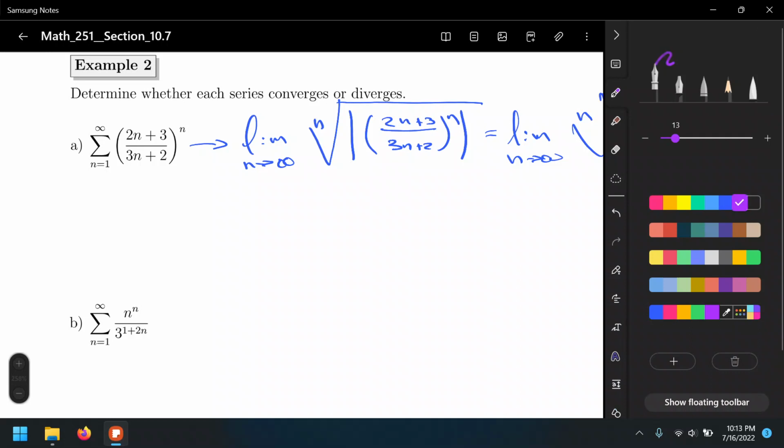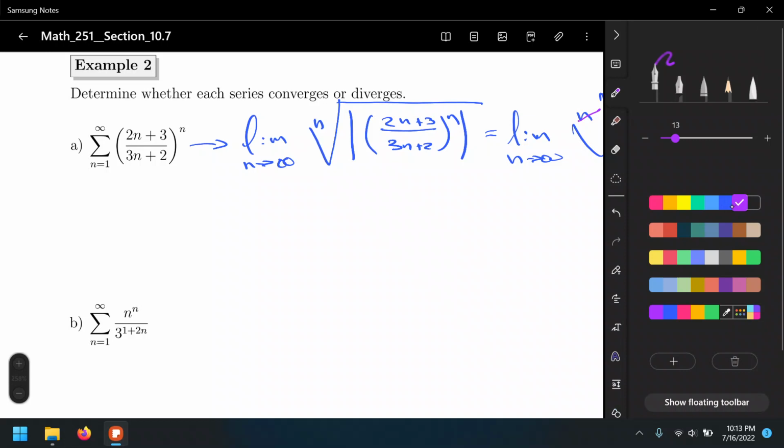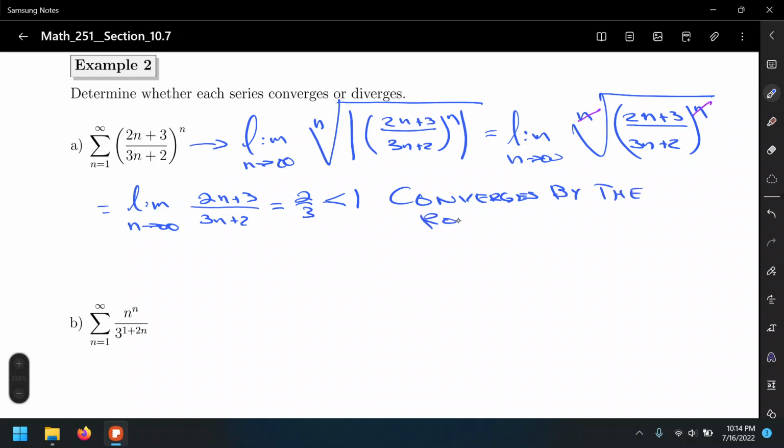And in this case, notice how the index n cancels the power n, leaving us with limit as n approaches infinity of 2n plus 3 over 3n plus 2. Computing this limit, we computed something like this before: the ratio of leading coefficients, because we have polynomial over polynomial whose degrees match. In this case, 2/3, that's less than 1, and so the series converges by the root test.